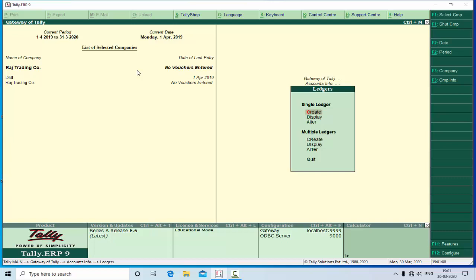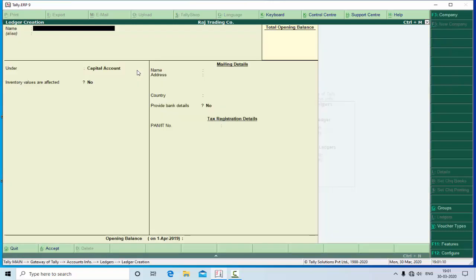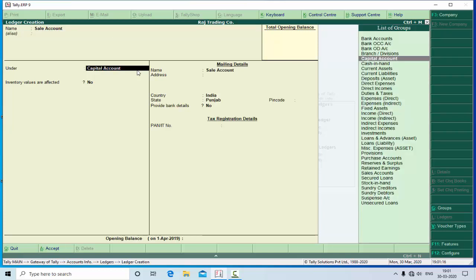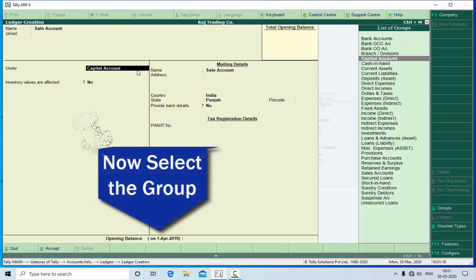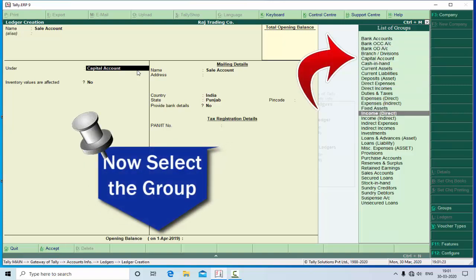We have to create a single ledger, so click on this option and enter the name of the ledger you want to create, like sale account, and under, select the group of the ledger. From here there are many groups, I will tell you one by one as we go through this video.